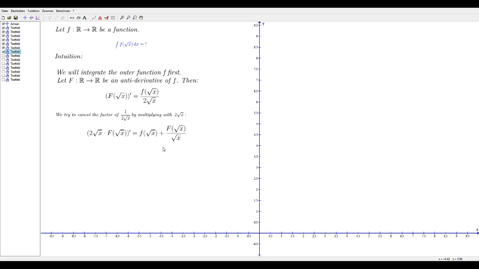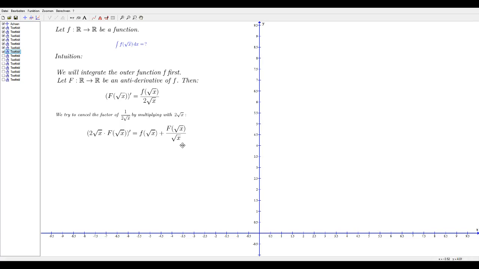But we will get a new summand because we will have to add the other term of the product rule. This time we leave the capital F of square root of x as it is, and we take the derivative of the 2 square root of x. And the derivative of 2 square root of x is of course just 1 divided by square root of x. So we end up with a plus capital F of square root of x divided by square root of x.